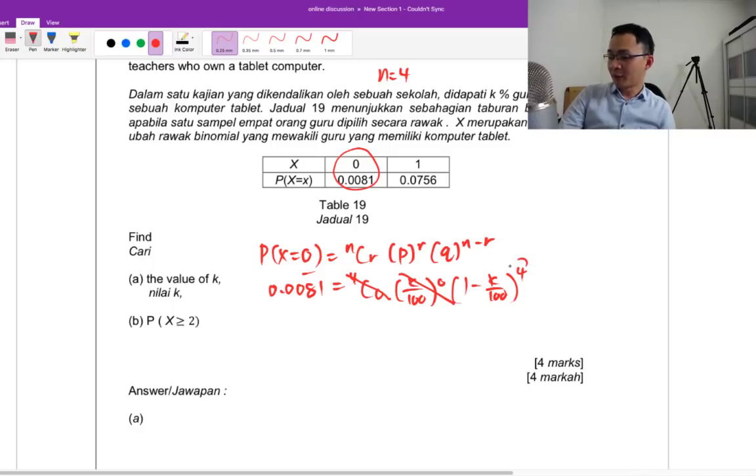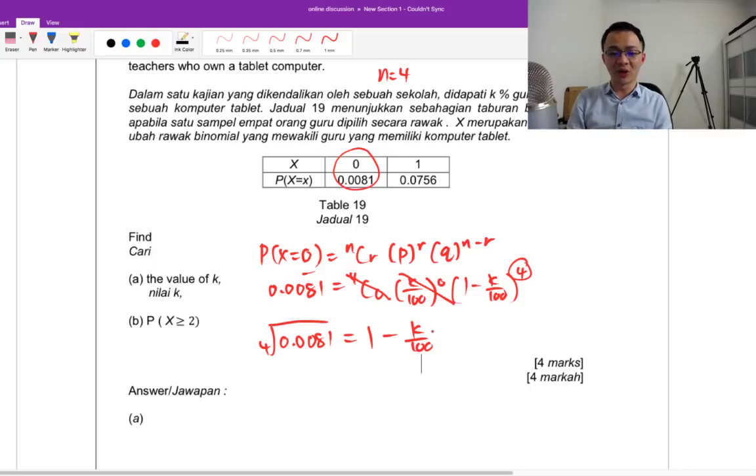The good news is 4C0 is 1, and anything to the power of 0 is 1, so I only have this one left. The power of 4 I move to the other side, it becomes the fourth root of 0.0081, which equals 1 minus k over 100. So then I will use the calculator to solve this one. I type the fourth root of 0.0081 into my calculator, and I will get 3 over 10.